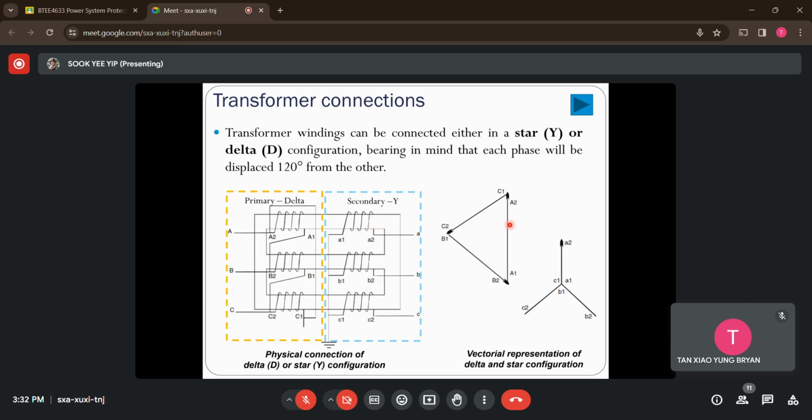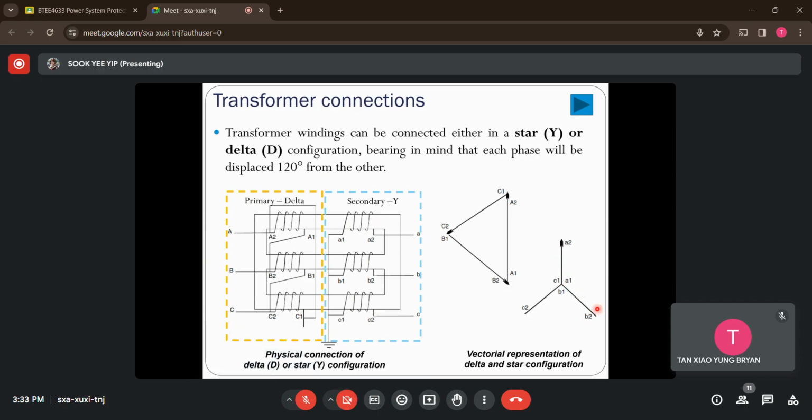And on the right hand side here, this is the figure showing the vector representations for both delta and Y connections. There is a way for us to differentiate whether this is the primary side or secondary side. Phases labeled with capital letters like A, B, C here, we know that this is referring to the primary side or the primary winding. This is A phase, B phase, C phase. Whereas the secondary winding will usually be labeled with small letters. As you can see here, small letters a, b, and c, and now they are in Y connections.